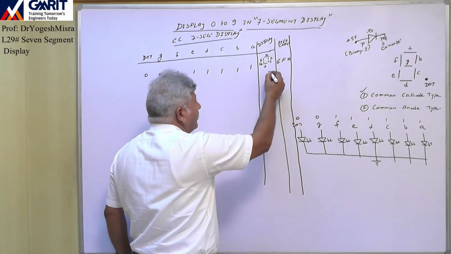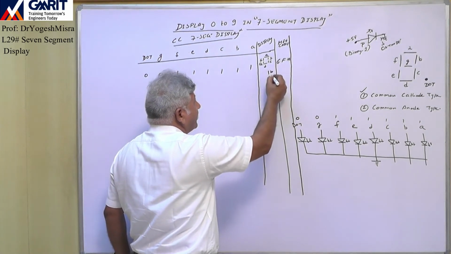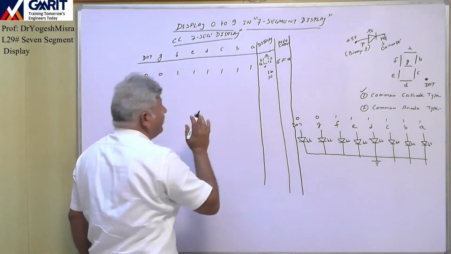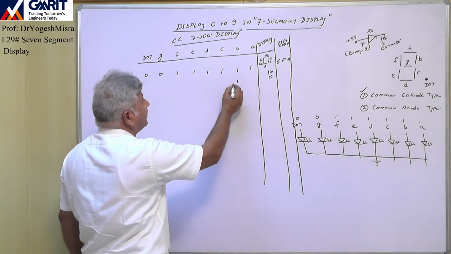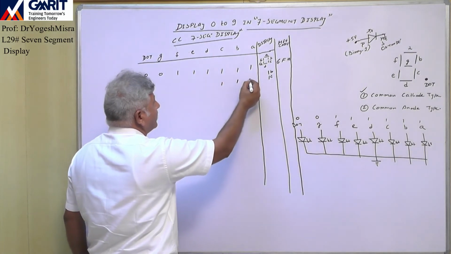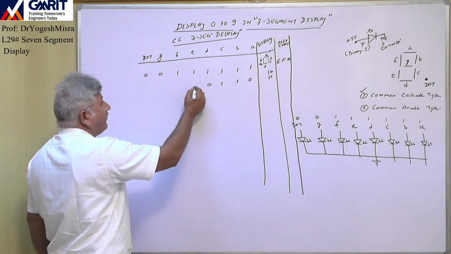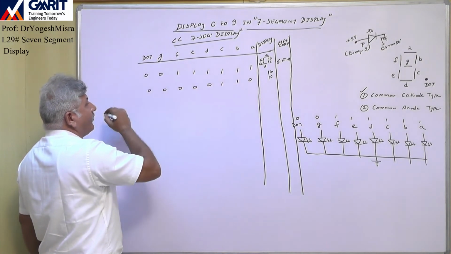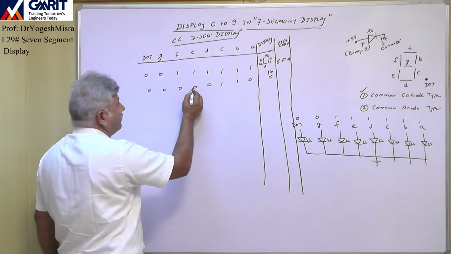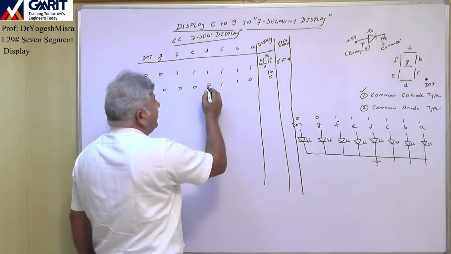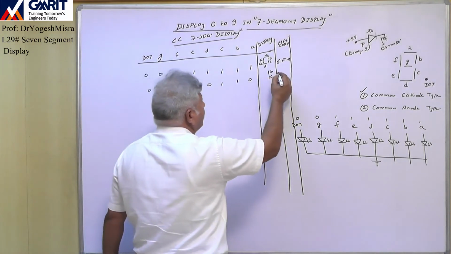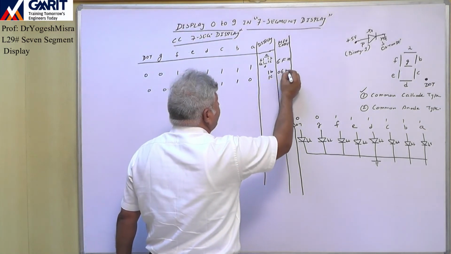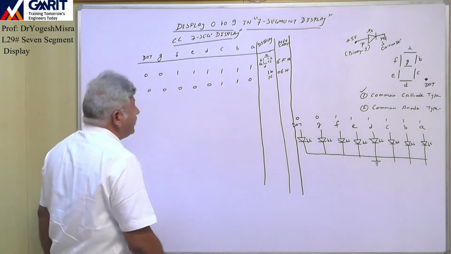Now if we want to display 1, it will be displayed like this. Segment B and segment C will be on. So segment B is on and segment C is on. Remaining segments are off. The code for this is 0 0 0 0 0 1 1 0, which is 06H, required to display 1.